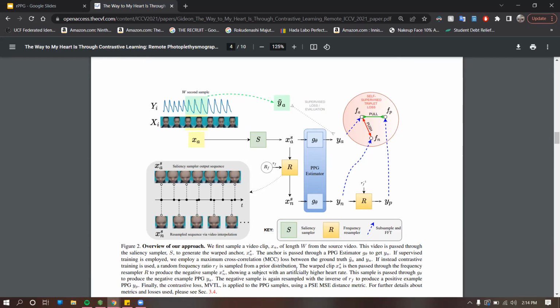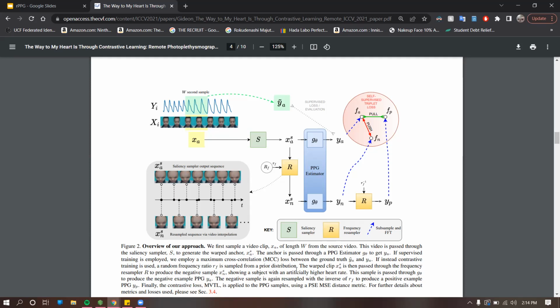Based on the figure on the left, it seems the upper XAS maybe has a higher frequency, so you see more frames, but XNS is maybe a downsampled version of the input. These two go through the PPG estimator and get YA and YN. YA and YN have the features FA and FN.